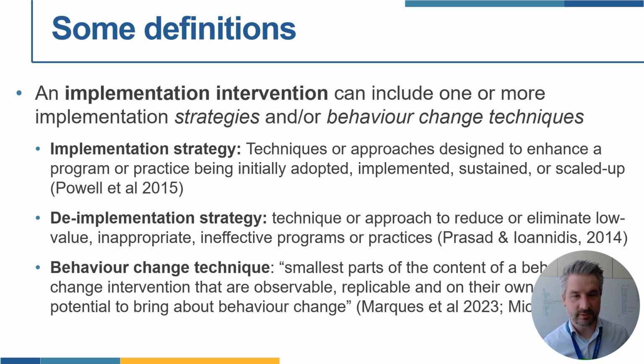Or an implementation strategy is techniques or approaches designed to enhance a program or practice that's adopted, implemented, sustained, or scaled. A de-implementation strategy might be similarly techniques or approaches that try to reduce or eliminate low-value, inappropriate, ineffective programs that might still be routinely done. Whereas a behavior change technique is the smallest part of content of a behavior change intervention that can be observed, replicable and in principle on their own, bring about behavior change. So these distinctions might be helpful as you're thinking through some of the terminology in this space.